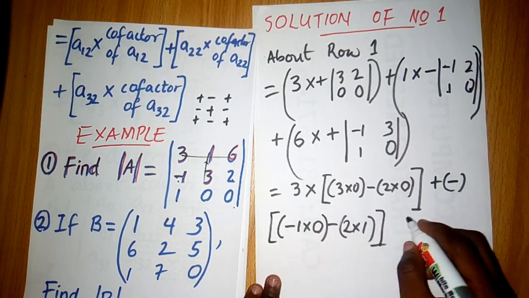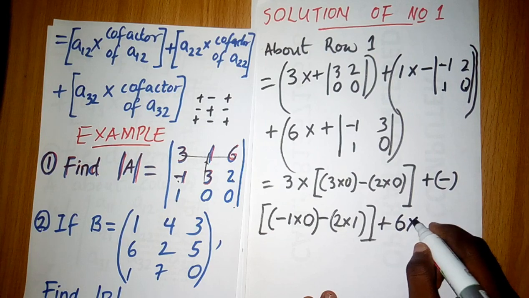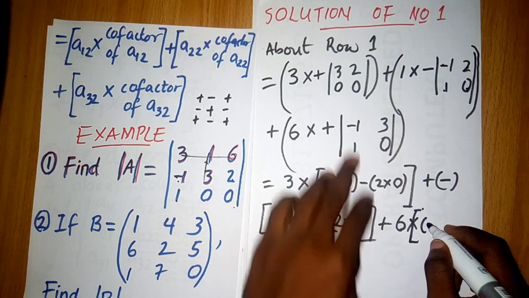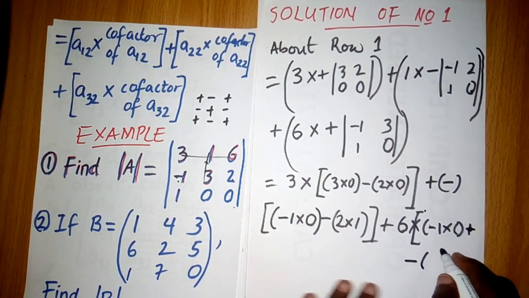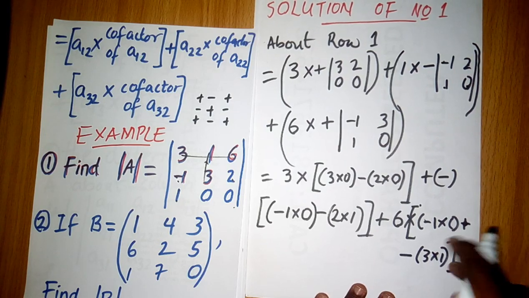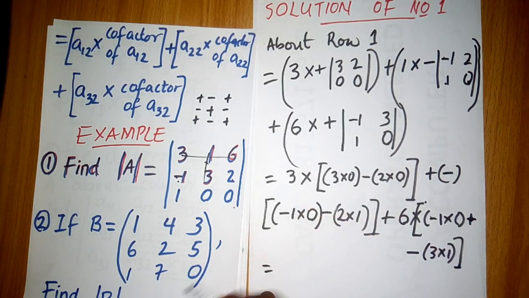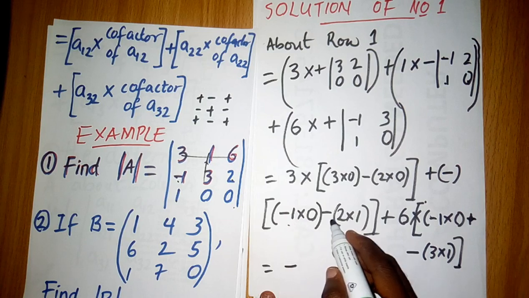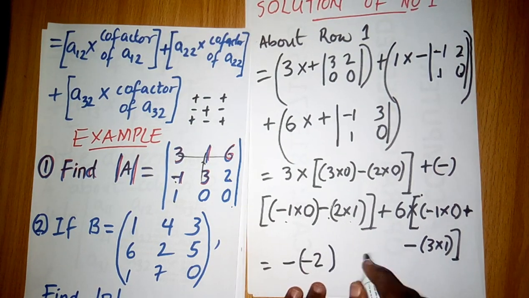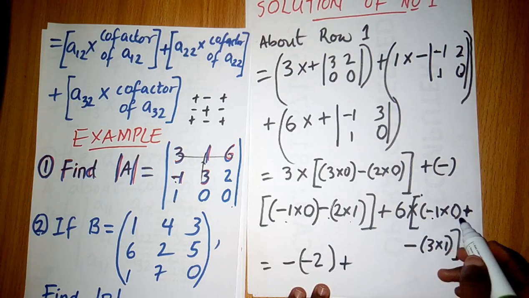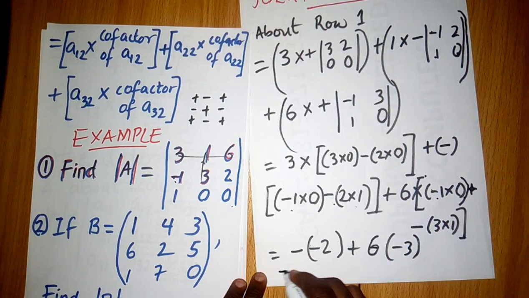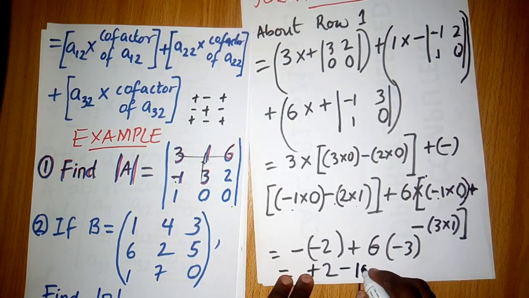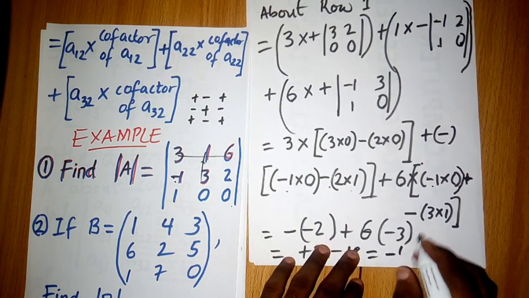And then plus 6 times, I just put it in brackets, (minus 1 times 0 minus 3 times 1). Now this is equal to 3 times 0 minus 0, so everything is 0, then minus (0 minus 2), that's minus minus 2, and then plus 6 times (minus 1 times 0 is 0, minus 3), so 6 times minus 3. So this will give us plus 2 minus 18. So that will give us minus 16.